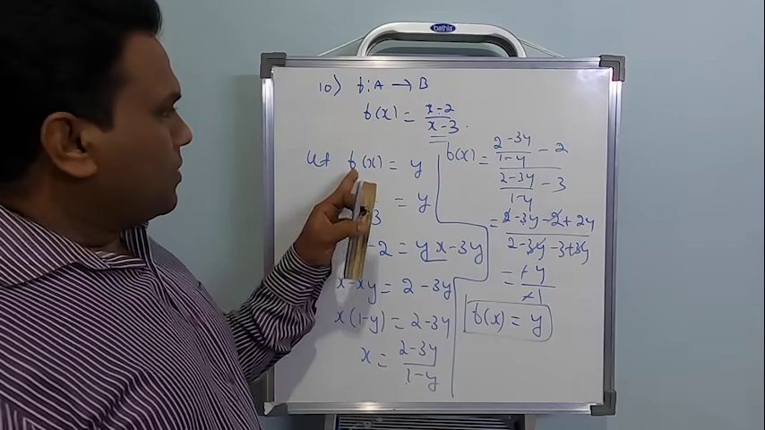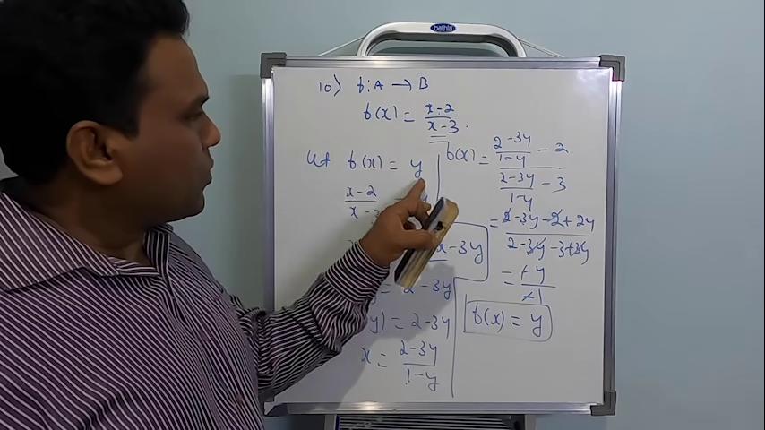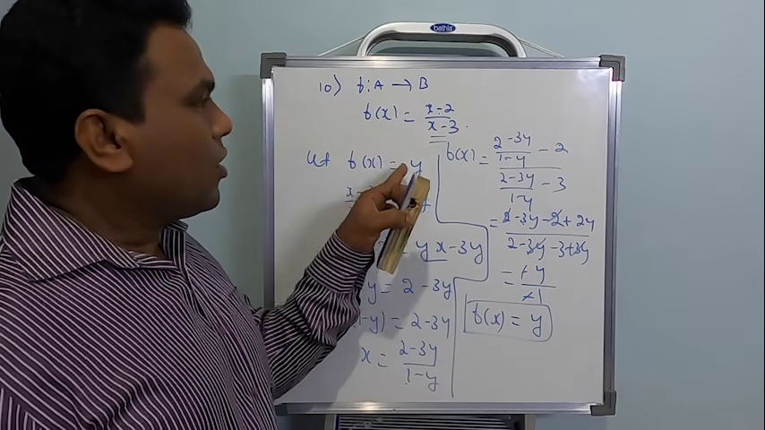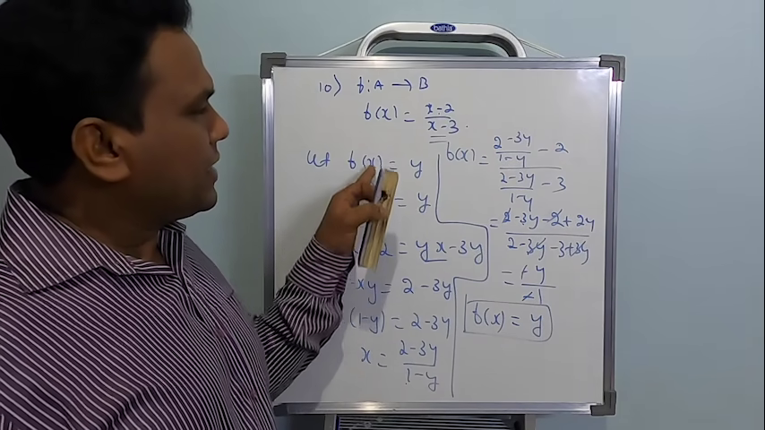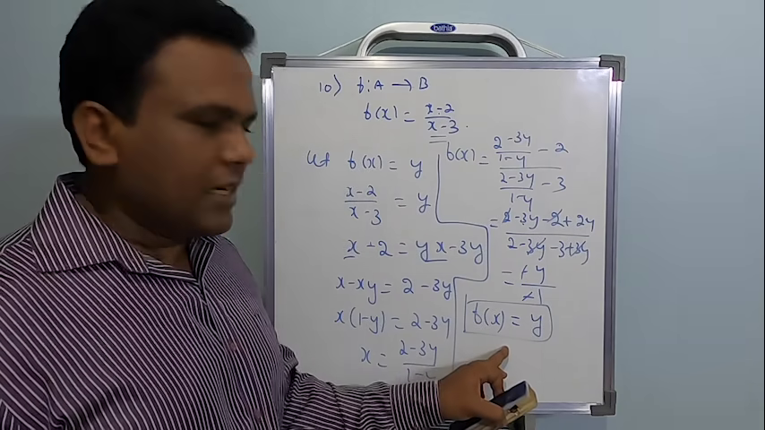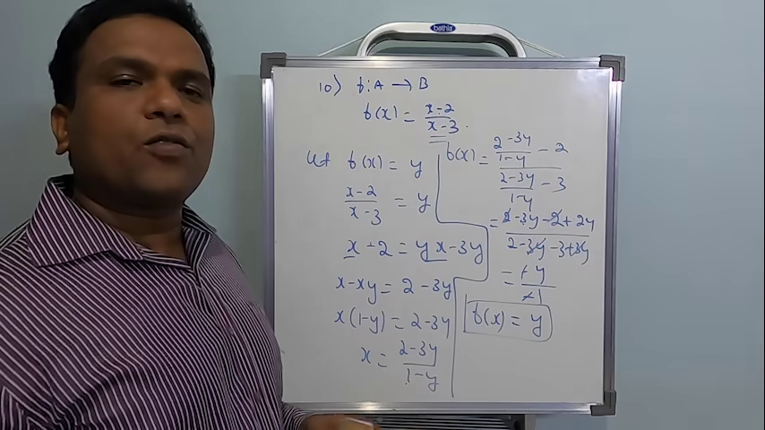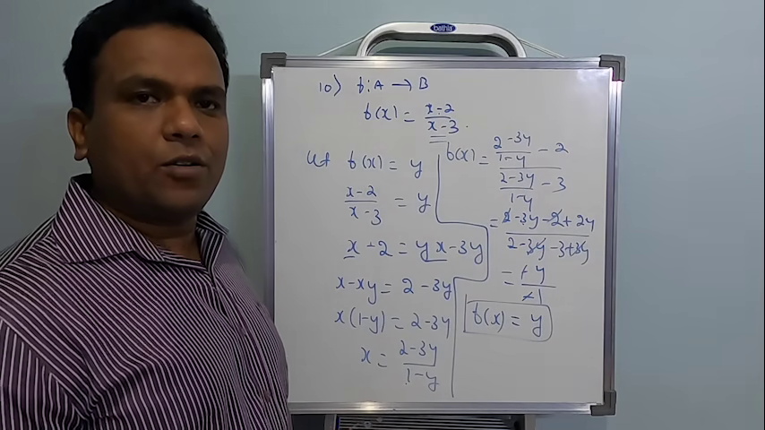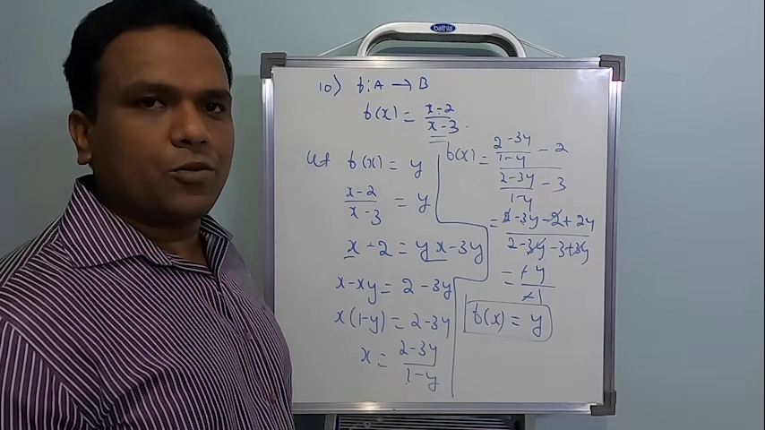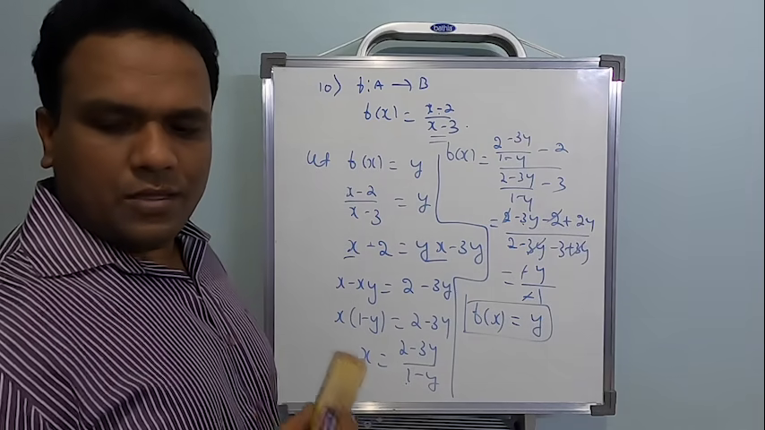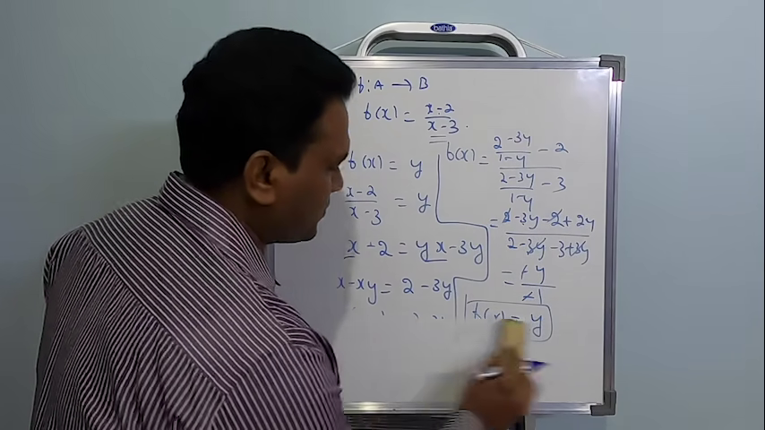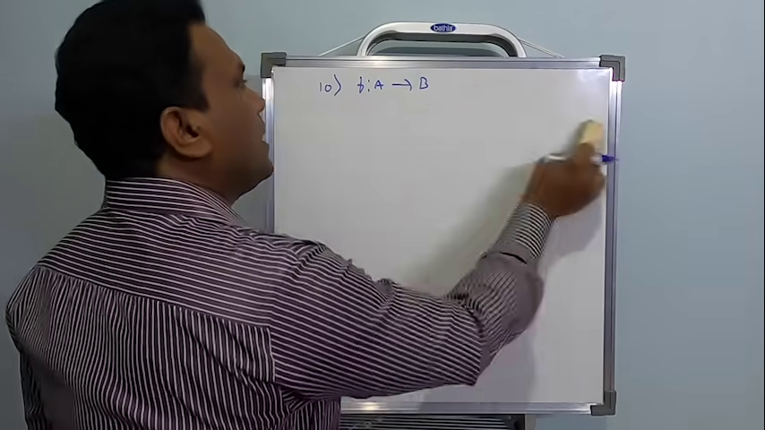Fine. This was an assumption. We are assuming that y is the image of x, or we are assuming this for every element y there exists x, but finally we are able to prove the same. Now that shows that for every element of the codomain there exists an element from the domain, hence the given function is said to be onto. That's how to check the condition for onto.